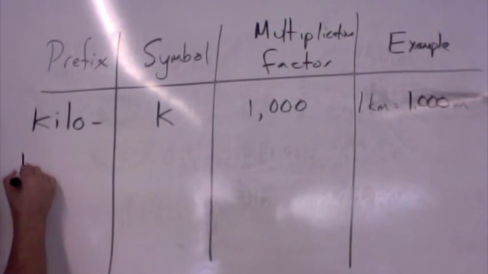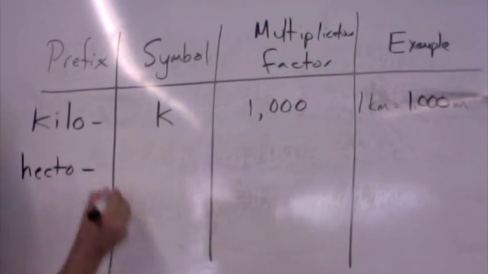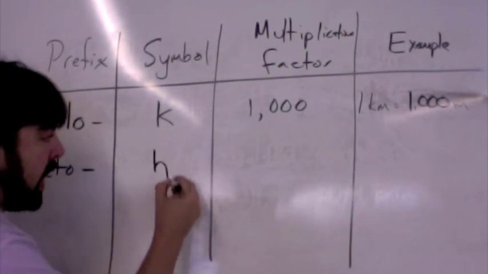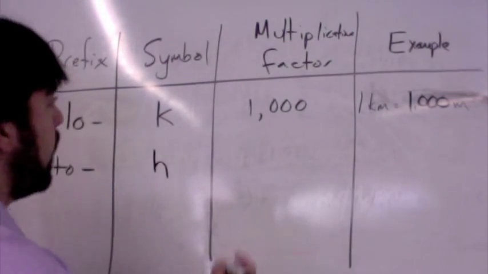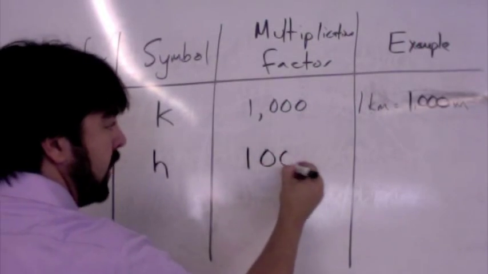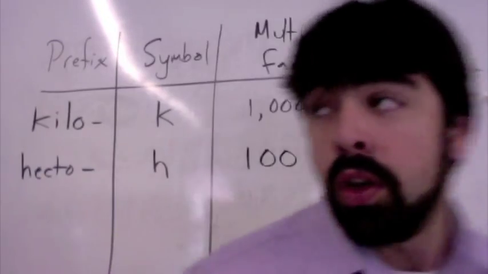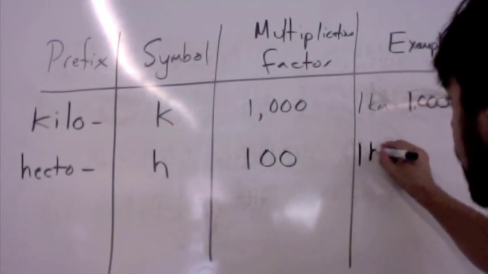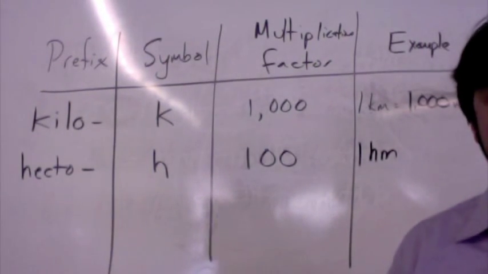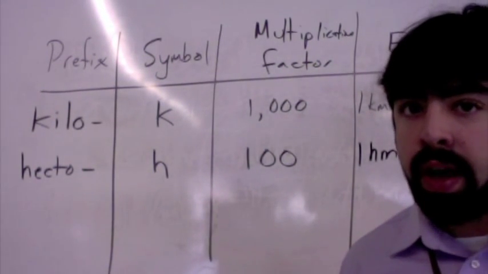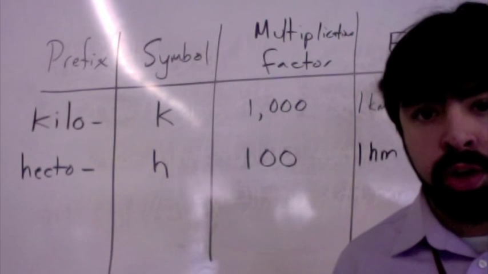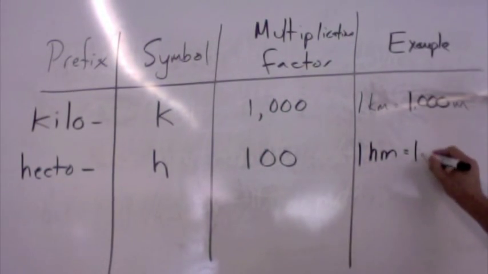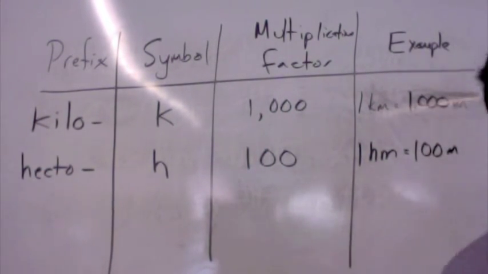Next one is hecto with an H. H is the prefix. Hecto, the multiplication factor, is 100. So 1 hectometer, I want you to take a guess. How many meters do you think are in 1 hectometer? Did you guess 100? You are correct. There's 100 meters in 1 hectometer.